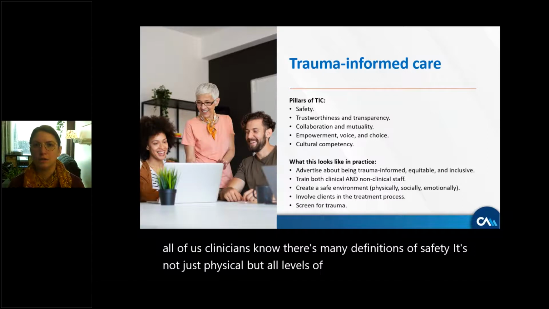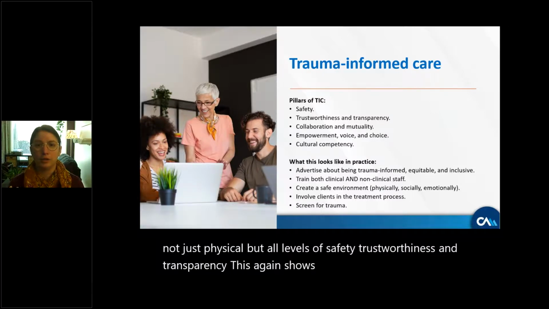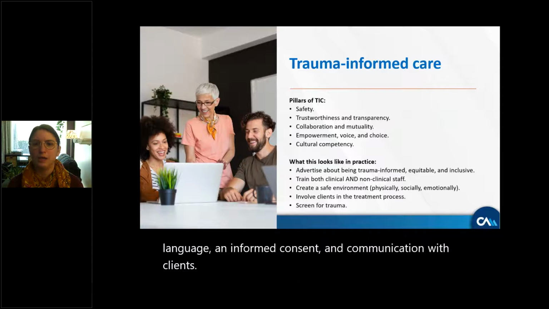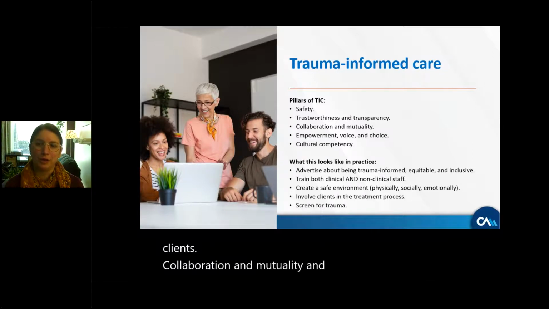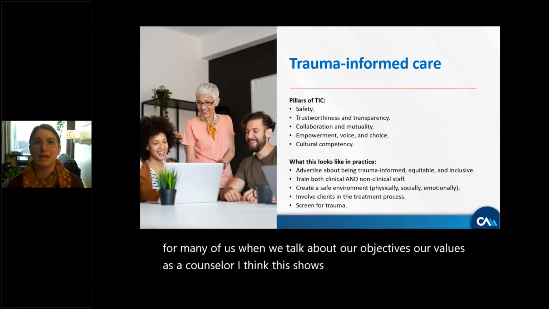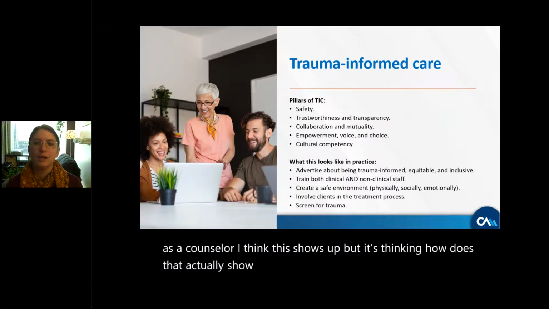Trustworthiness and transparency, this again shows up a lot, not only in plain language and informed consent, but in communication with clients. Collaboration and mutuality, and this really goes in line with, for many of us, when we talk about our objectives, our values as a counselor. I think this shows up, but it's thinking, how does that actually show up day to day? Cultural competency, empowerment, voice, and choice.